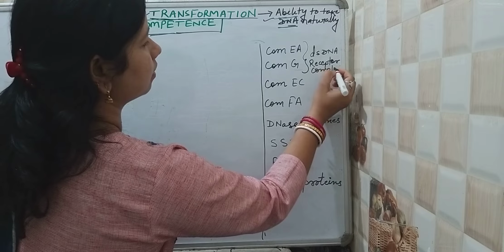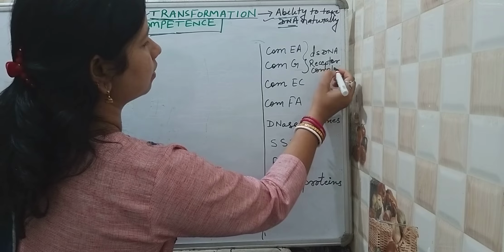ComEC acts as a channel protein through which the DNA is pulled inside the cytoplasm of the competent bacterial cell. And what does ComFA do? ComFA acts as a DNA translocase enzyme. With the help of this competence protein, the DNA is translocated through this channel protein.